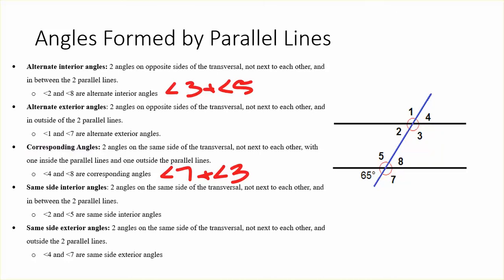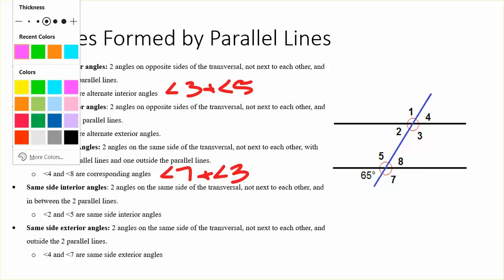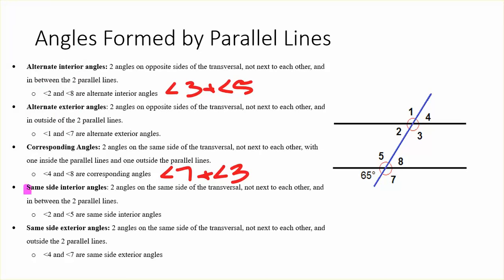Same side interior angles. As the name implies, they're going to be on the same side of the transversal. They're not next to each other, and they're in between the 2 parallel lines. So angle 2 and angle 5 are both interior on the same side. They don't share a vertex. The other pair is angle 3 and angle 8.